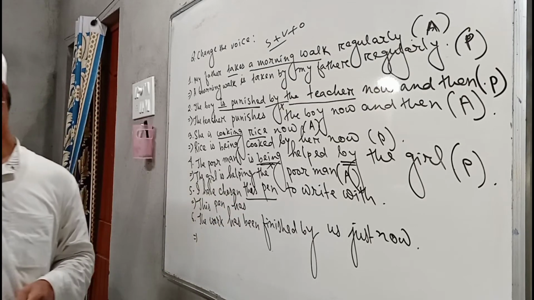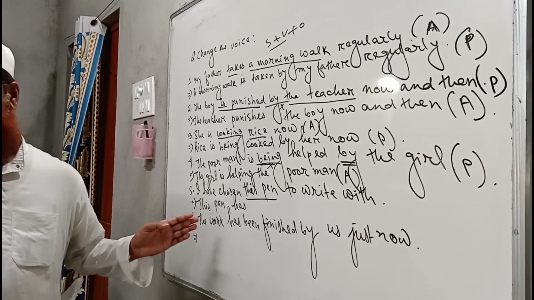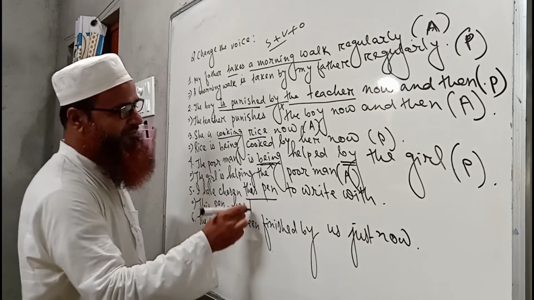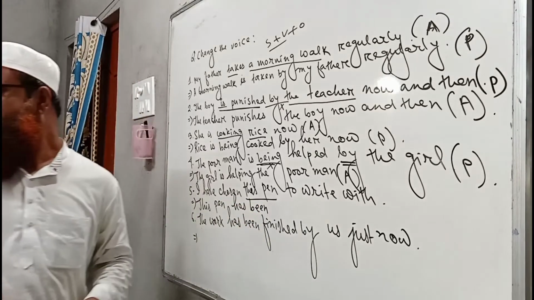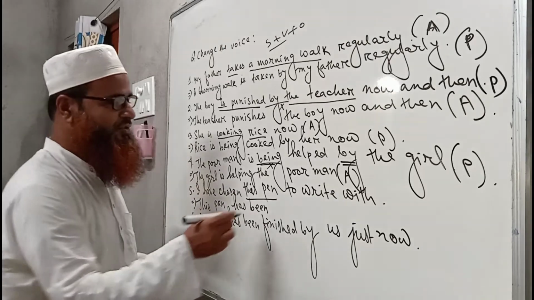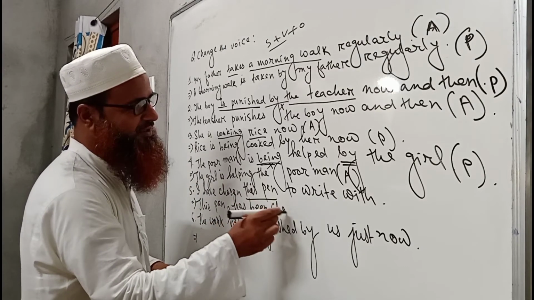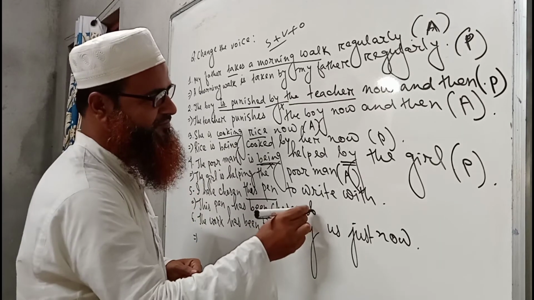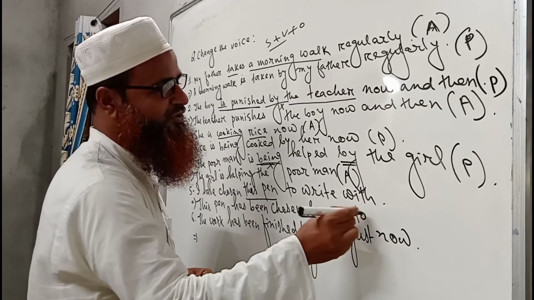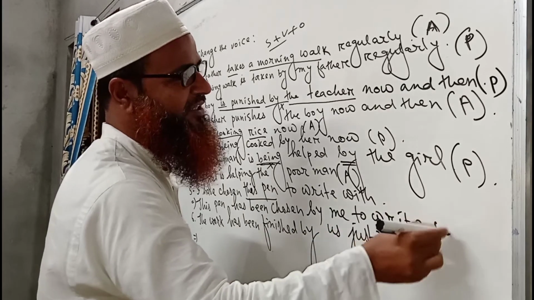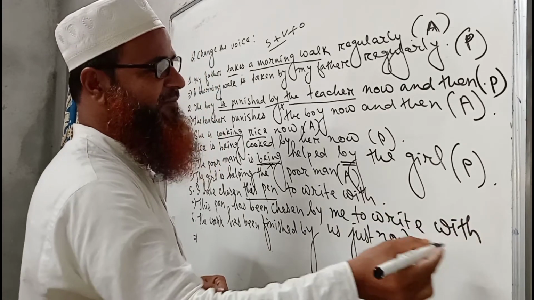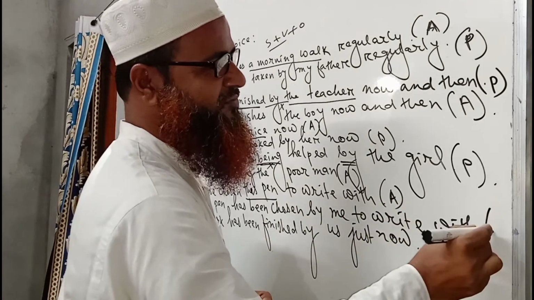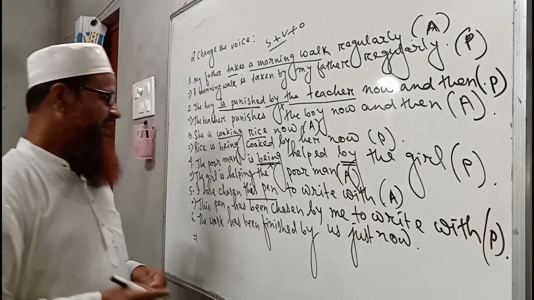It will not take have. It is the singular form for a singular subject. That is why this pen has been. Been will come. This pen has been chosen. This pen has been chosen by me to write with. So it is the sentence of passive voice which has been changed from the sentence I have chosen this pen to write with.